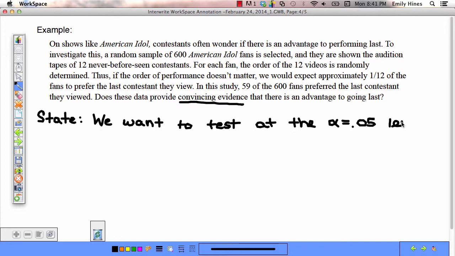Okay, if I do not give you an alpha level, just use 0.05.